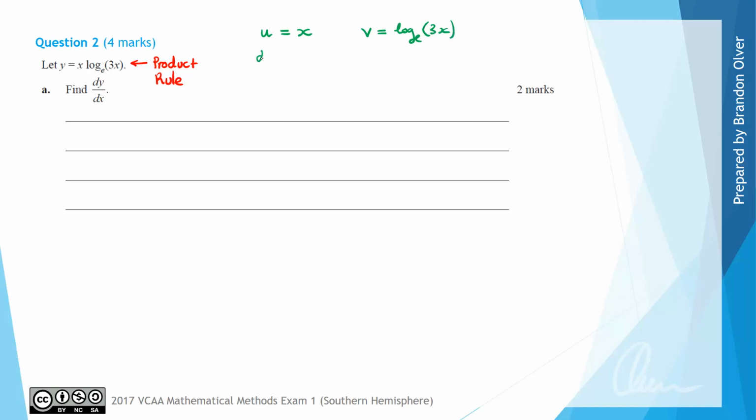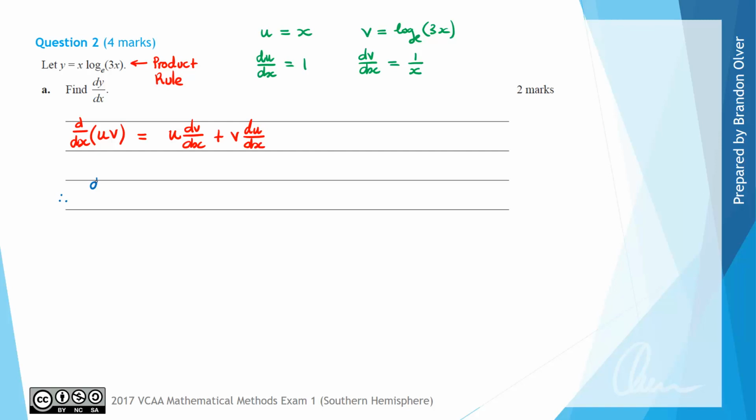Then we need to calculate du/dx, so the derivative of x is simply 1, and dv/dx, the derivative of log e of 3x. This is one where a lot of students will make errors. It is just 1 on x. From the formula sheet, we know that the derivative d/dx of u multiplied by v is equal to u times dv/dx plus v times du/dx.